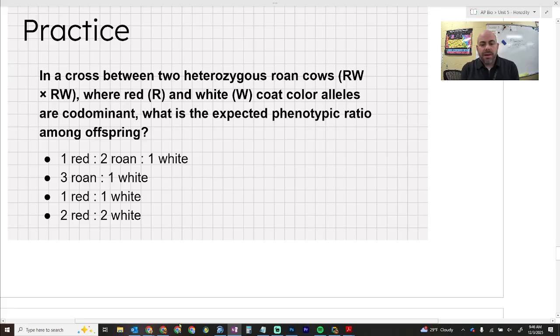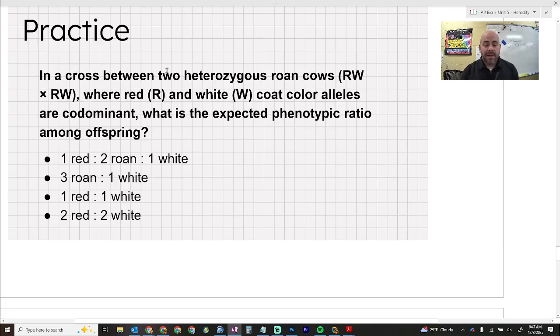An intercross between two heterozygous roan cows gives us what expected phenotype? Roan is like a mix between red and white, where red and white are both dominant, co-dominant. And so we know that RW can give away an R or W. So what is the chance that it's going to be RR? Well, it's a quarter of the time, right? 1/2 times 1/2 is a quarter.